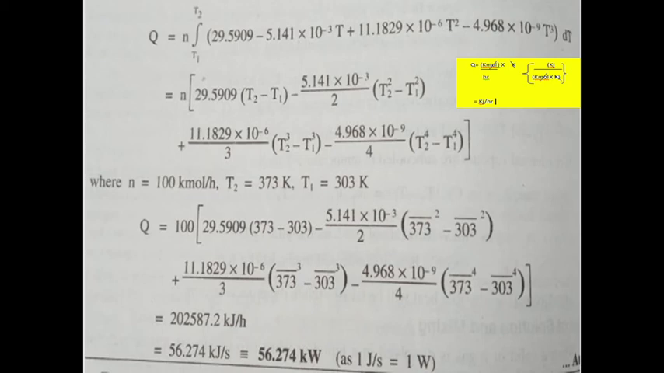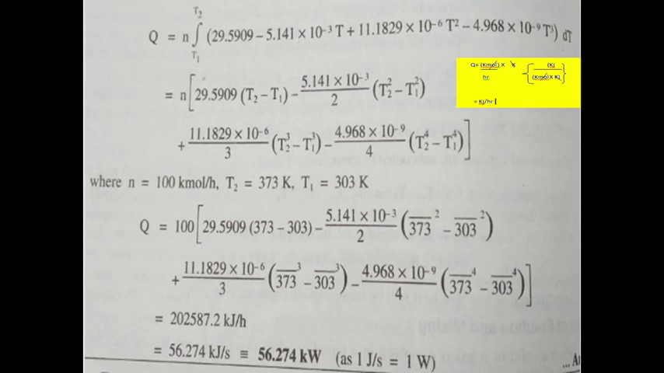Okay. If you want kilojoule per second, what do you do here? This value, 202587.2, divided by 1 hour, which is equal to 3600 seconds. Are you clear or not? Okay. So this value divided by 3600. Are you clear or not? Okay. So finally we get 56.274 kilojoule per second. So what is the relation between joule per second and watt? 1 joule per second is equal to 1 watt. So finally we get 56.274 kilowatt. Why? Because 1 kilojoule per second is equal to 1 kilowatt. Are you clear or not?